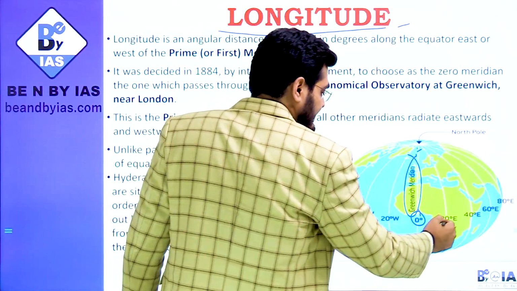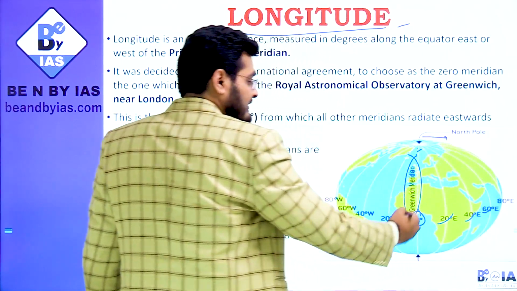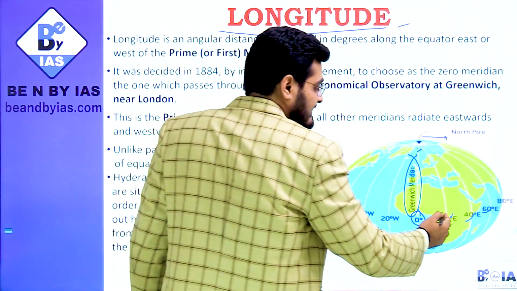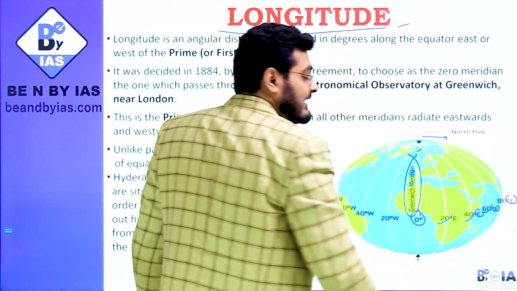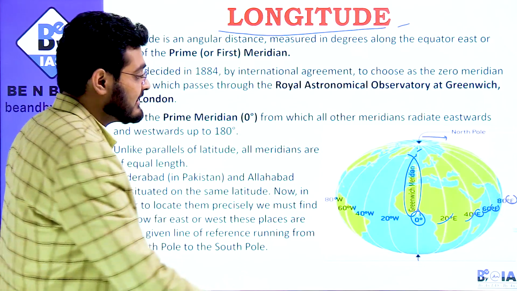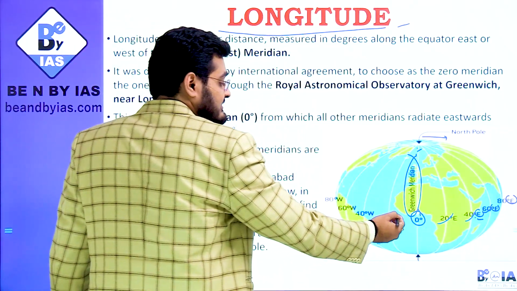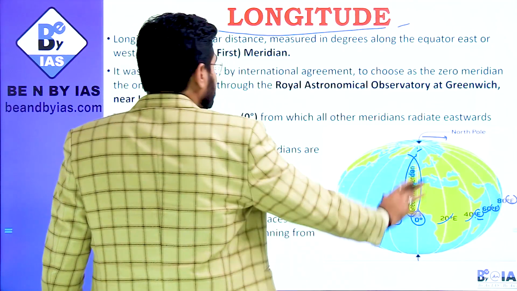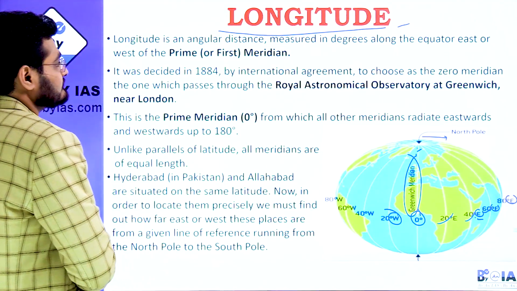Then there is 20 degree east, 40 degree east, 60 degree east, all to the right of Greenwich, that is the prime meridian. All the angular distances are given in degrees, and at the right hand side it will be degrees east, at the left hand side it would be degrees west. So this is how the meridians or the longitudes are important and are given.